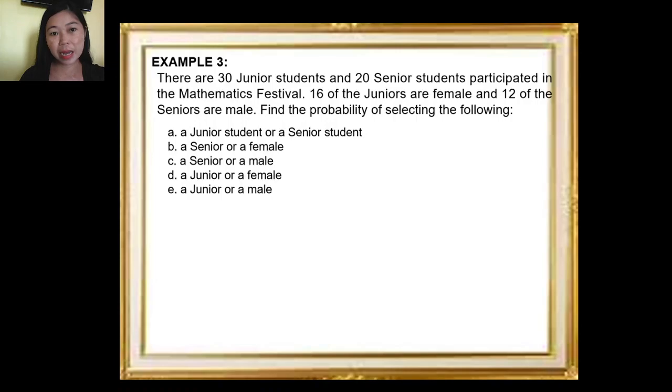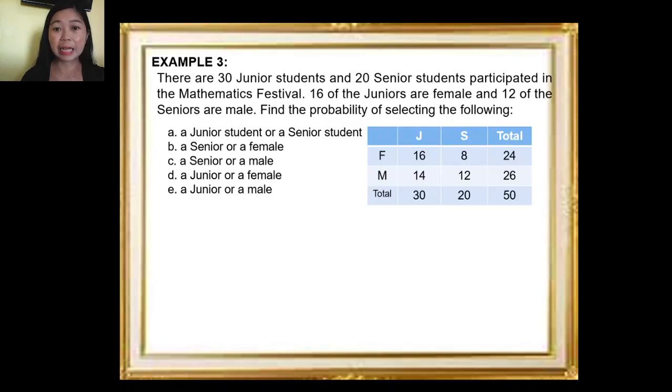So, para mas maintindihan natin kung paano natin kukuhanin ang probability of the union of two events, ipepresent ko yung data sa table. So, ito yung table. Yan. So, sabi dyan, 30 ang junior. So, there are 30 junior, 20 ang senior. So, ibig sabihin, lahat ng students na nag-participate ay 50 total. Ayan. And then, ang sabi din dyan, 16 dun sa junior ay female. So, kung sa junior ang 16 ay female, mayroong natitirang 14 na male.